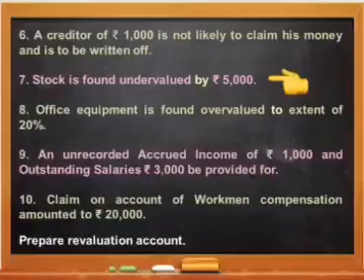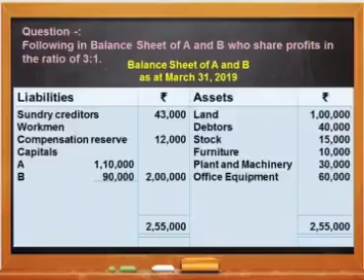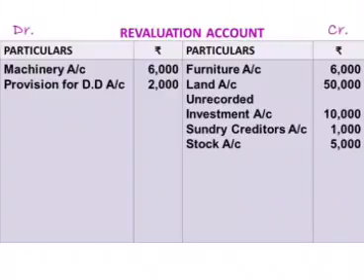Next adjustment says stock is found undervalued by rupees 5,000. This means that whatever is the value of stock in the balance sheet, it is undervalued by 5,000. You have recorded it less by 5,000. So now what will you do? You will increase the value of stock by 5,000. So increase in this asset will be credited in the revaluation account. Stock account credit rupees 5,000.